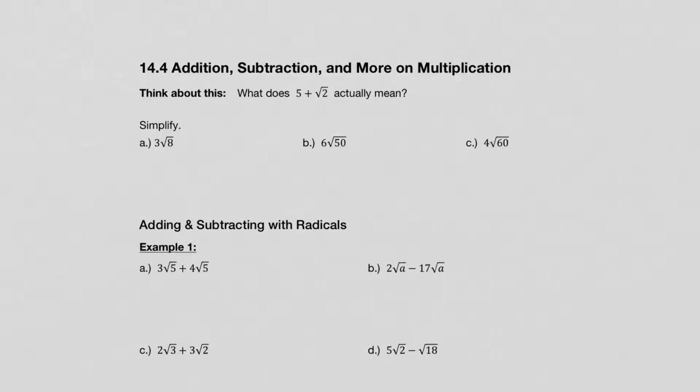Alright, so first of all, let's think about what this actually means here. 5 plus radical 2. And basically, you really can't add those together because they're not the same type of number. Okay, at least the way they look now. So they can't be added because they are not like terms.